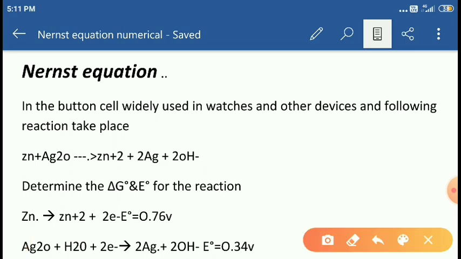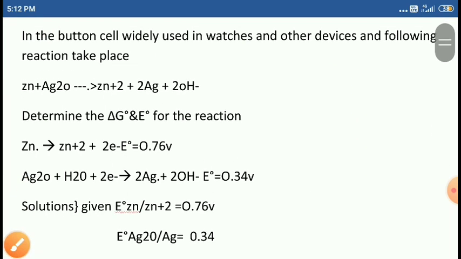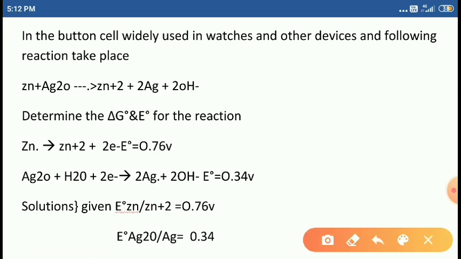Let's see some numericals, students. The Nernst equation is used to determine the electropotentials at non-standard conditions. The first example: the button cell is widely used in watches and other devices. The following reaction takes place.